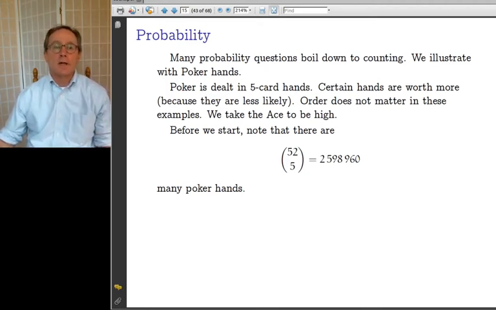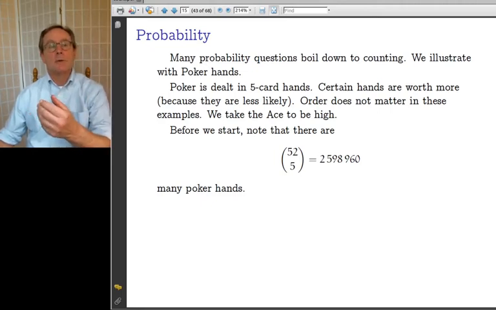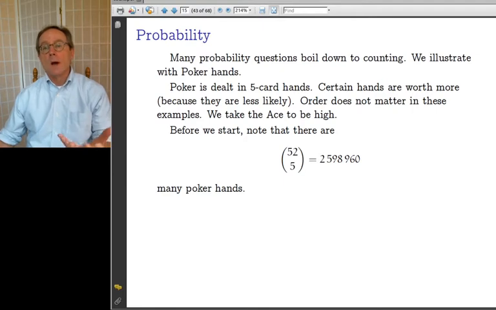An awful lot of elementary probability is just a question of counting, and you write down a fraction where the top of the fraction is the number of cases you're interested in, and the bottom of the fraction is the total number of possible cases. So I'm going to do, for example, poker hands, and I'll start by observing that the total number of poker hands is 52 choose 5. There are 52 cards in the deck.